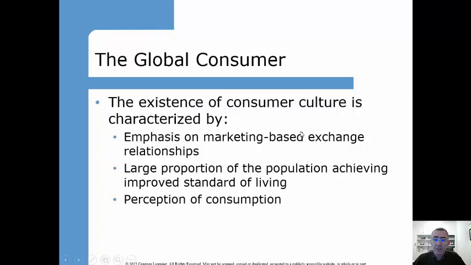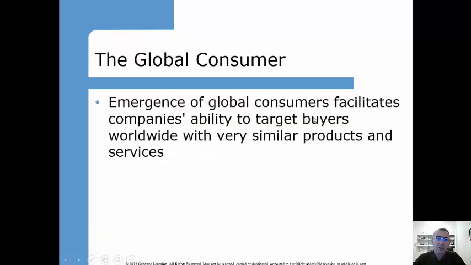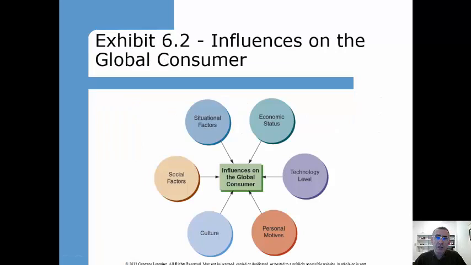Perception of consumption, even if it's not real, there's a perception, and there's a level and quality of consumption in those countries. There's an emergence of global consumers that facilitates companies' ability to target buyers worldwide with very similar products and services. I gave you the example of the Apple iPhone earlier. There's a million examples we could use there, right?